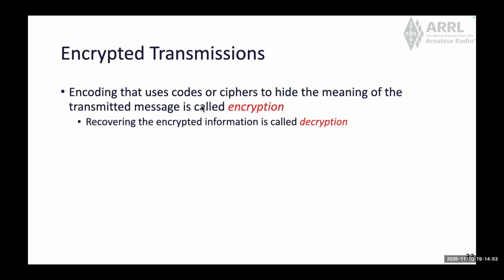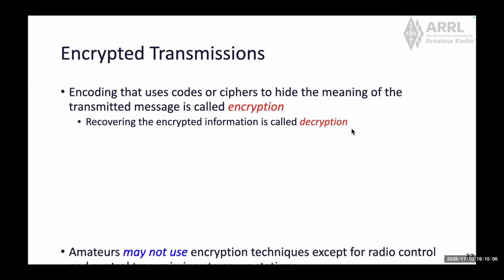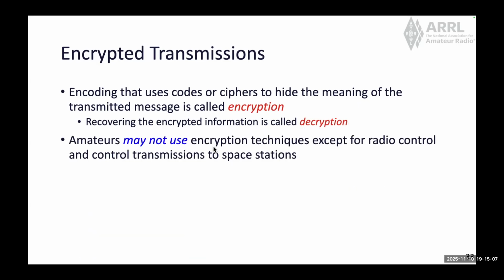All right, now encrypted transmissions. Encoding that uses codes or ciphers to hide the meaning of a transmitted message is called encryption. Recovering the encrypted information is called decryption. Amateurs may not use encryption techniques except for radio control and control transmissions to space stations.